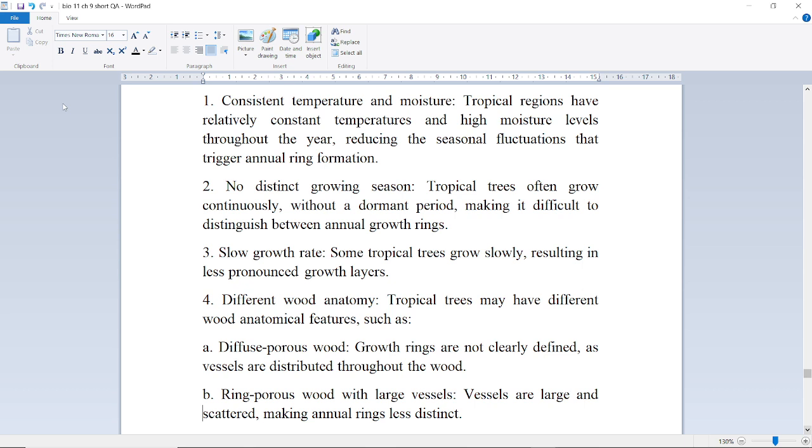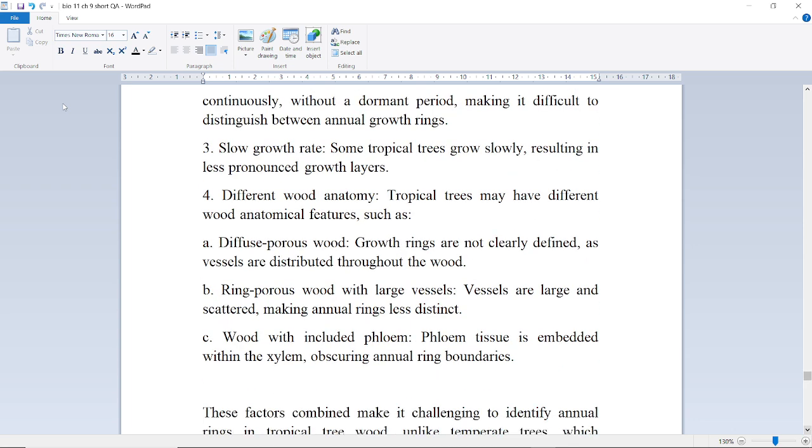Tropical trees often grow continuously without a dormant period, making it difficult to distinguish between annual growth rings. Slow growth rate. Some tropical trees grow slowly, resulting in less pronounced growth layers. Different wood anatomy. Tropical trees may have different wood anatomical features such as diffuse porous wood, growth rings are not clearly defined as vessels are distributed throughout the wood.